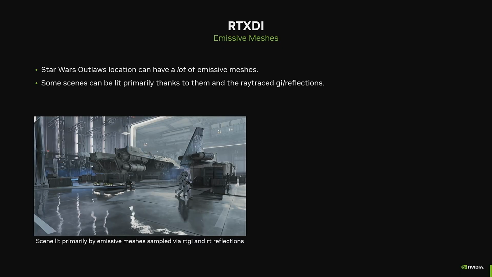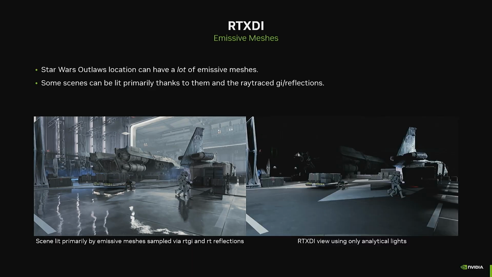As an example, this Imperial Hangar: if I disable global illumination and reflection, this is what we get. So this is only analytical lights, and you can clearly see that the lighting is totally different. We lose all the overall lighting that we get from the indirect ray tracing.